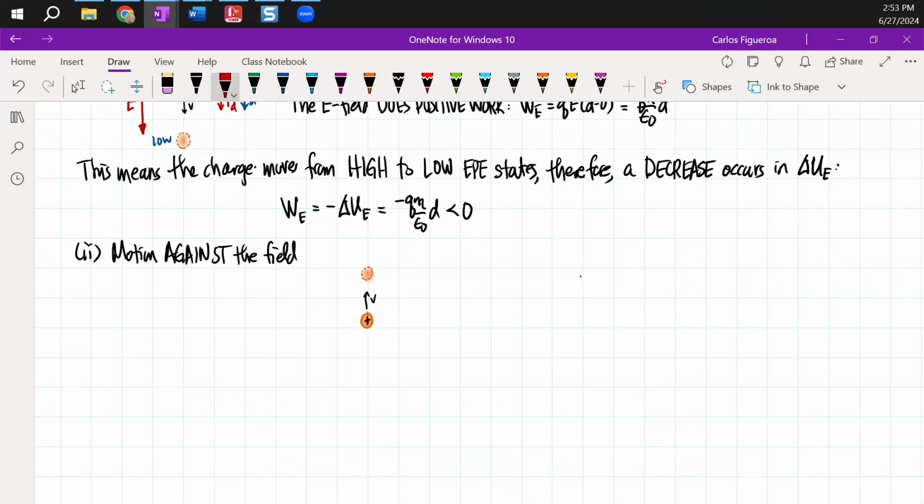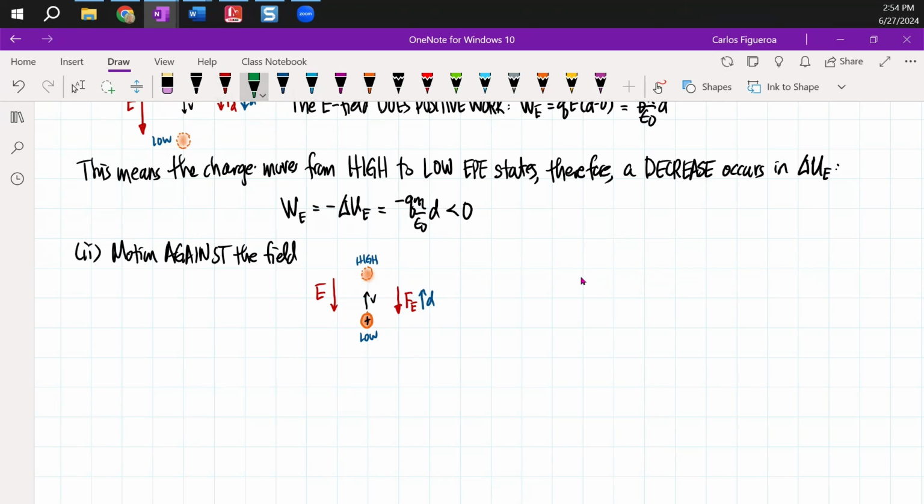So once again, we have an electric field, and we already know that this is the low energy and this is the high energy state from the previous example. So now when I look at this, I'm seeing that I have negative work that's going to be done because the displacement is upwards. Now, a little bit of care should be taken here.